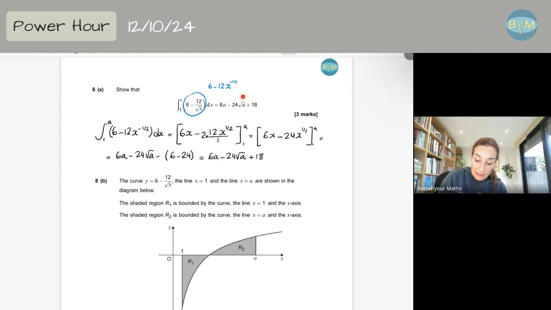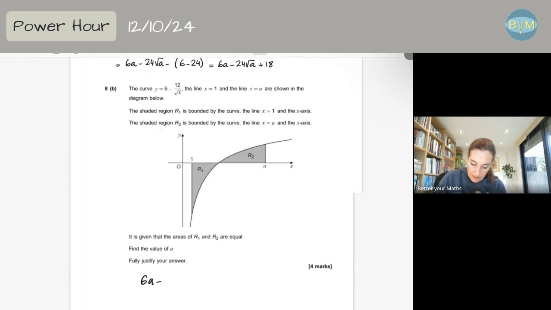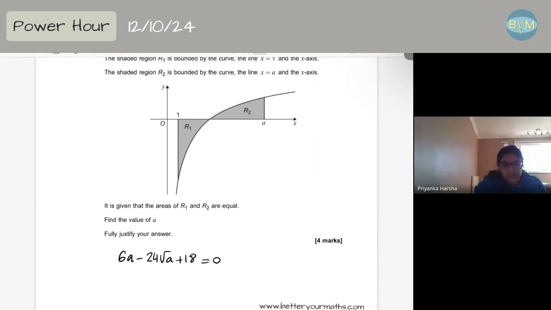So exactly, I'm going to make this equal to 0, because the area is going to be 0. So 6a minus 24 root a plus 18 equals 0. And that's something that maybe we don't realize. So always look at the previous part of the question just in case it helps you. What type of equation is this one? Priyanka. A hidden quadratic.